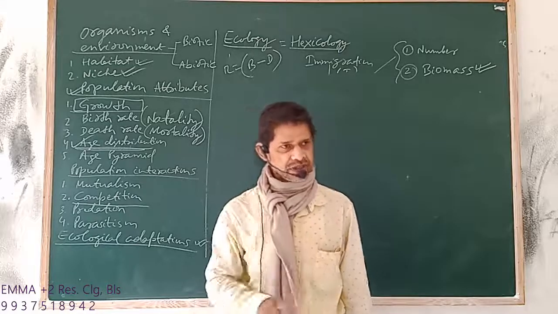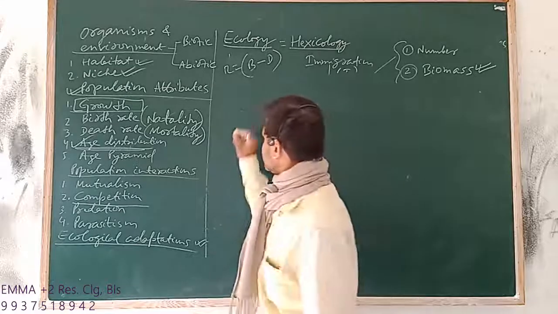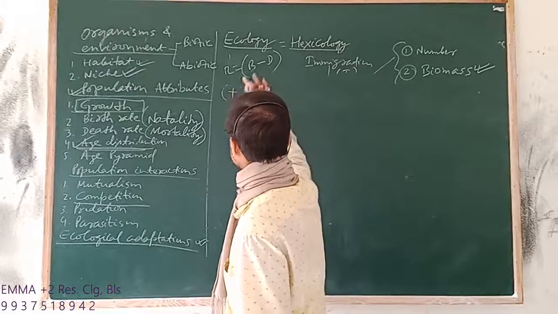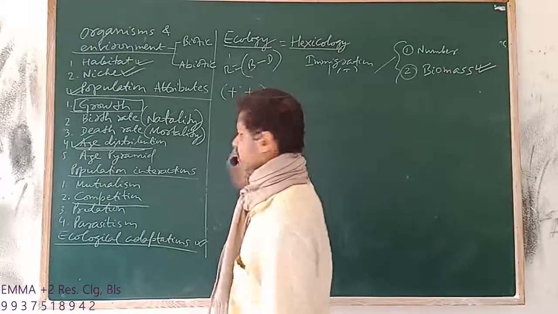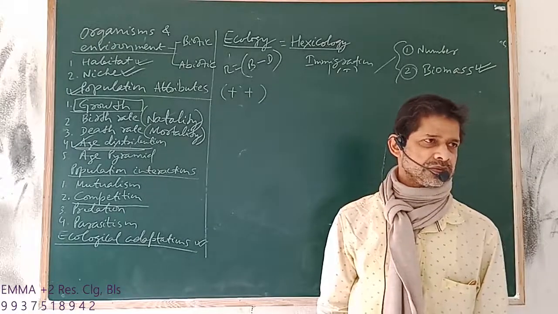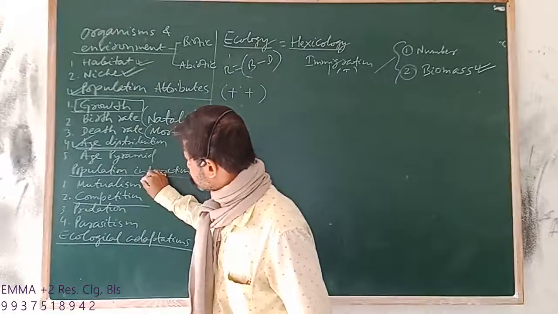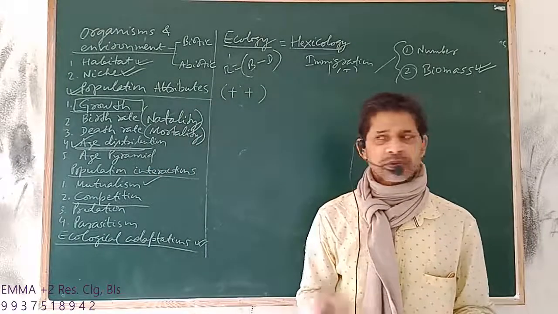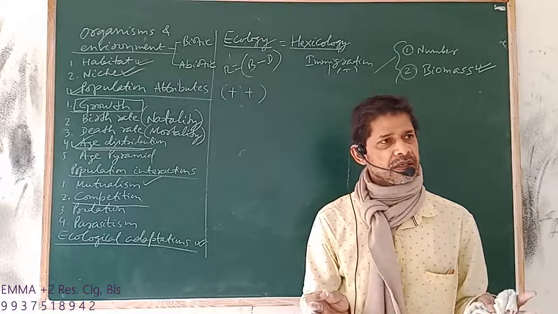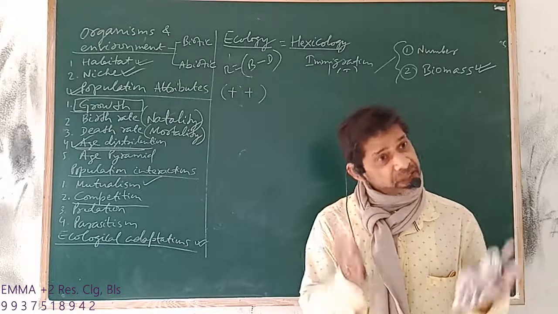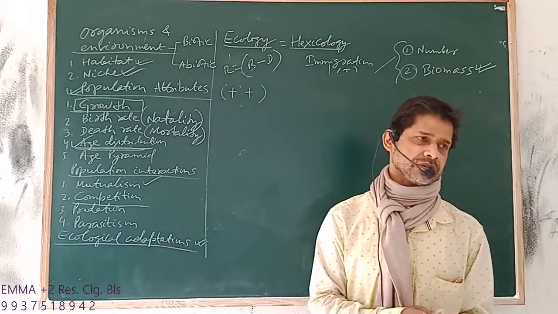So interaction is there. Suppose in this interaction, both partners are benefited. That means positive interaction. That type of interaction is mutualism. Both interacting individuals of a population are benefiting out of that relation.